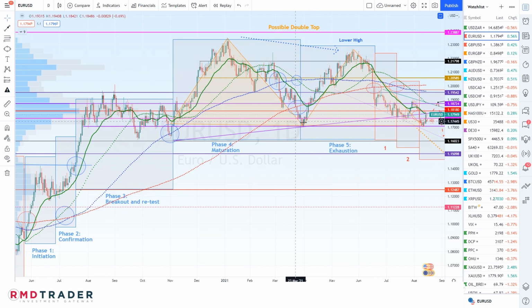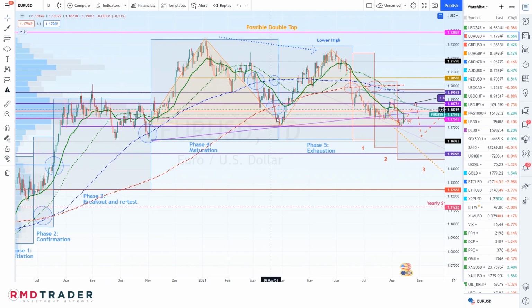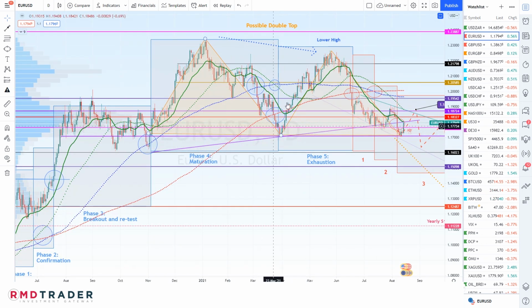And in this stage, you can see we did have a very deep pullback towards previous market structure, and that last stop was actually even a lower high, meaning the market was no longer able to make higher highs.